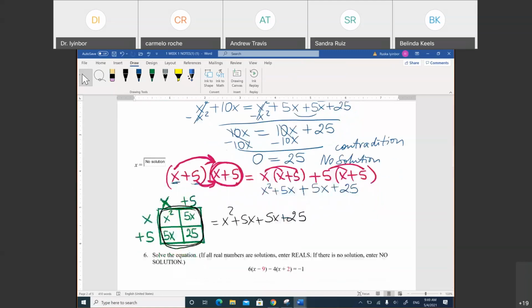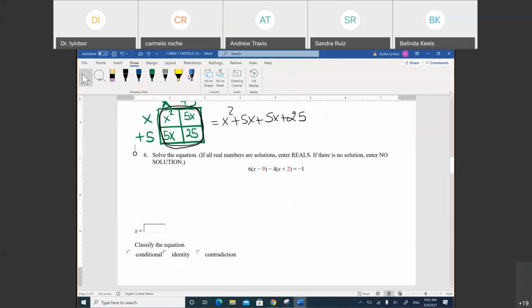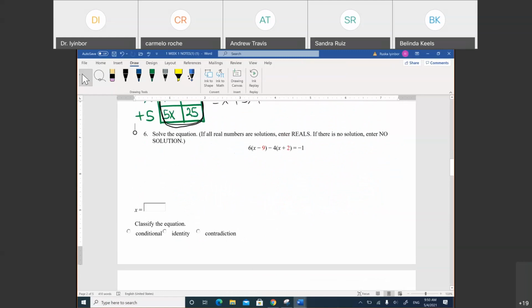Going to number 6, the same way. You're going to solve this by doing the parentheses first. So here I'm going to multiply 6 times x, 6 times negative 9, negative 4 times x, negative 4 times 2. 6 times x is 6x. 6 times negative 9 is negative 54, right? Negative 4 times x is negative 4x. Negative 4 times 2 is negative 8 equals negative 1.